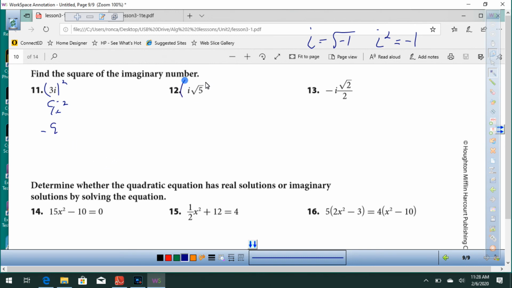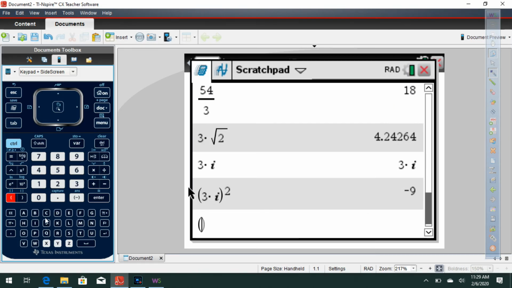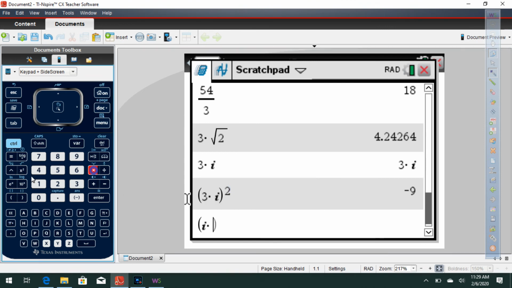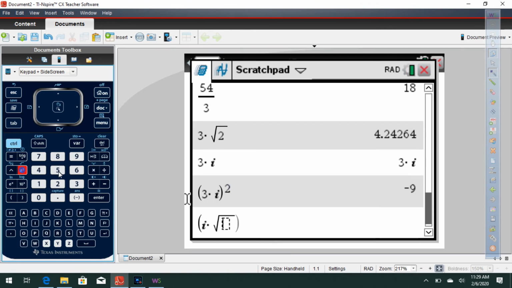What about this? What if we square this? That gives you i squared times the square root of 5 squared. Well, what's the square root of 5 squared? That's going to be 5. And then this is negative 1 times 5, so you have negative 5. Let's try that. Open parentheses, the number i times the square root of 5.